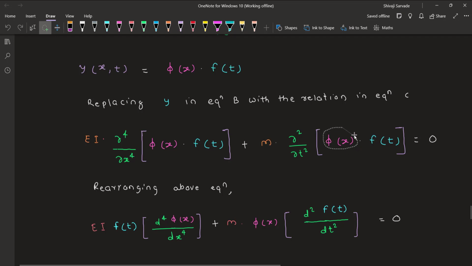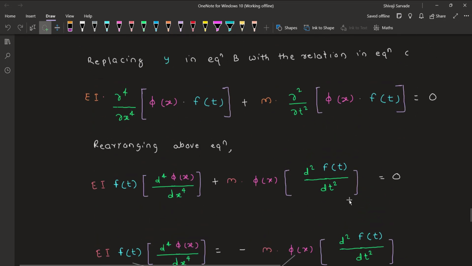Now φ(x) will come out because this differentiation is with respect to time, so the only differentiation possible is of f(t). And again we need not consider the partial differentiation because we are differentiating a function of t with respect to t. So this becomes d²f(t)/dt² equal to 0.